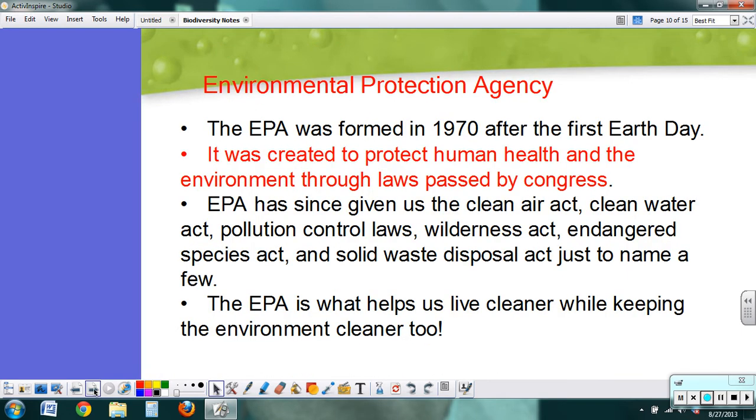Well, one way they did that was in 1970 under President Nixon. After Global Earth Day, government agencies and Congress got together and made this branch of Congress called the Environmental Protection Agency, and it's to protect human health and environment. The EPA has given us the Clean Air Act, the Clean Water Act, and pollution control laws. This not only helps our health through the air and water, but also the ecosystem's health and what we put back into the air and the water.